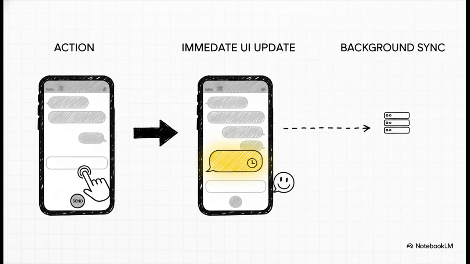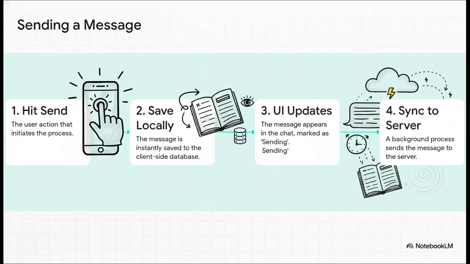The app is optimistic. It just assumes your message is going to send successfully, so it updates your screen immediately, before it even hears back from the server. So here's how it breaks down. 1, you hit send. 2, instantly, before anything else, the message gets written into that local notebook. 3, it pops up on your screen with that little clock icon next to it. And only then, as step 4, does the app start talking to the server in the background to actually get it delivered.